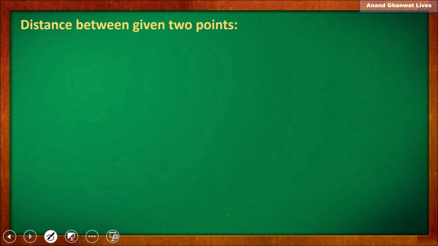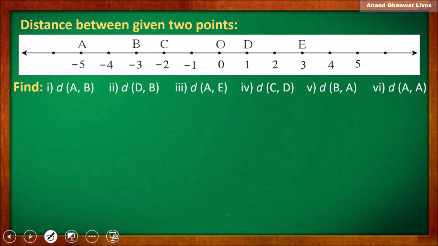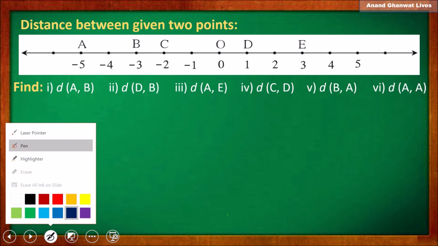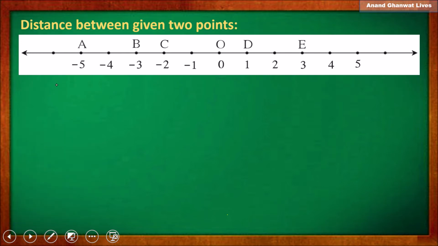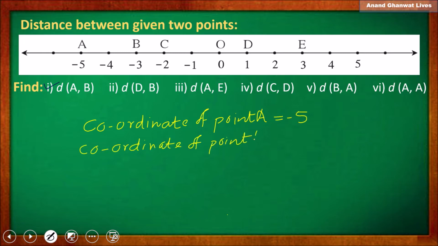Now let us learn the distance between given 2 points. Suppose a number line is given to us, how do we calculate the distance between given 2 points? For example, we have to find the distance between point A comma B. For that you must know the coordinate of point A. So coordinate of point A is -5. Coordinate of point B is equal to -3.